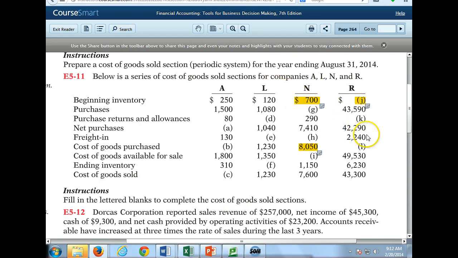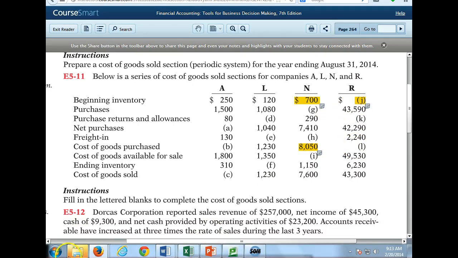and we can figure out J by taking our cost of goods available for sale, minus our cost of goods purchased of L, $49,530 minus our cost of goods purchased. The difference is going to be what we started the year with, won't it? Right? Because cost of goods available for sale is the net amount of everything we purchased plus our beginning inventory.